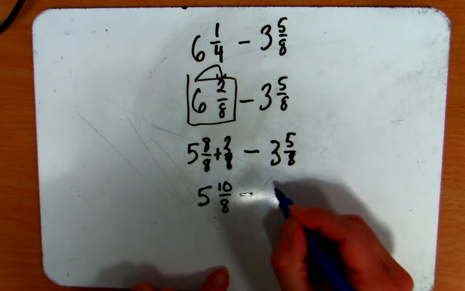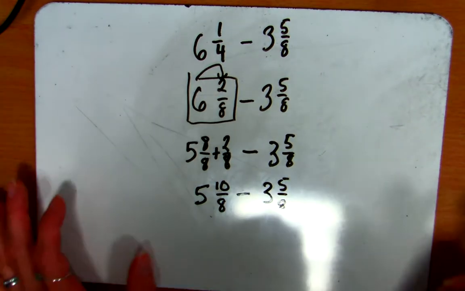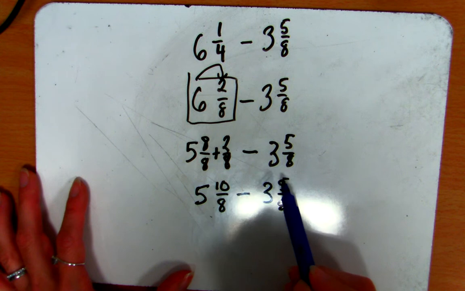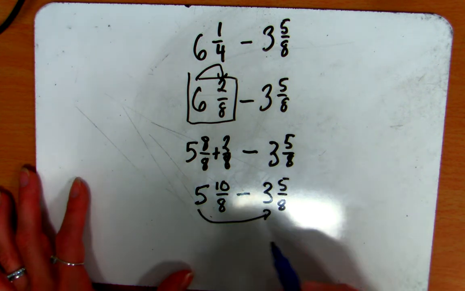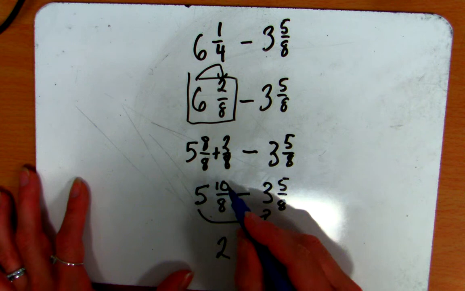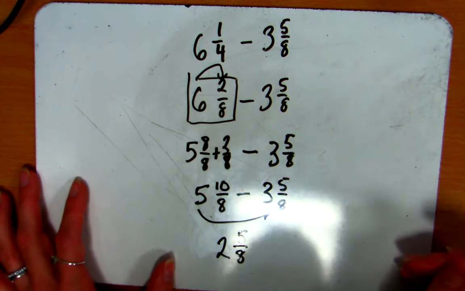Now I'm going to take away 3 and 5/8. So now I don't have this problem because I've got 10 here and 5 here. I can take 5 away from 10, no problem. So I can subtract my wholes. I get 2. 10 minus 5 is 5. And I've got 2 and 5/8.